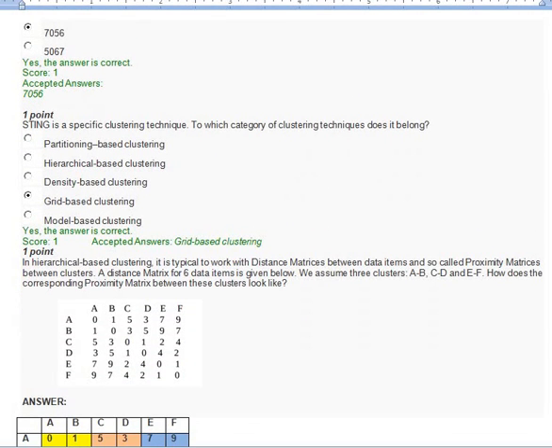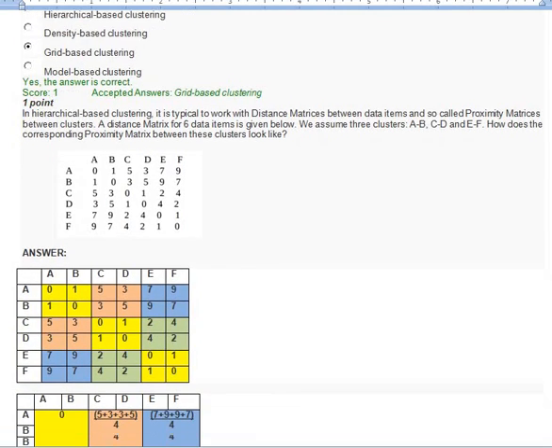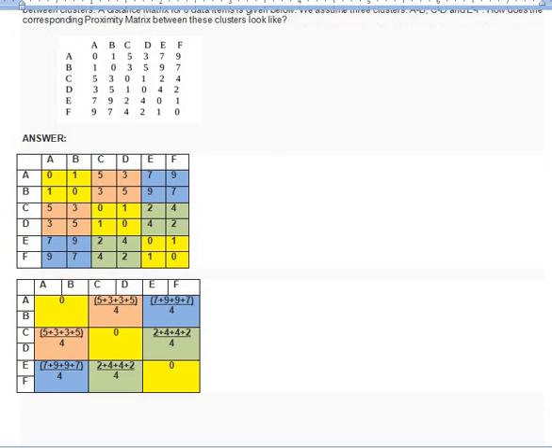And then this question is about string partitioning. As we know, STING comes under the grid-based clustering technique. And this is the last question, where they are asking about hierarchical clustering, where we have to cluster this data. There are six rows and 6 columns. We have to cluster them and bring the data into 3 by 3 matrices.